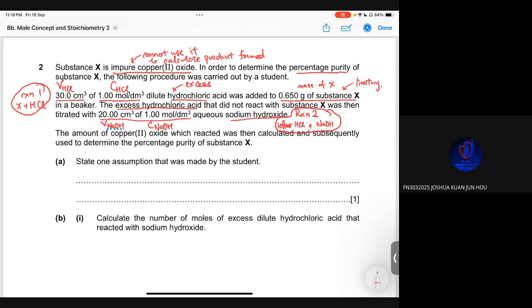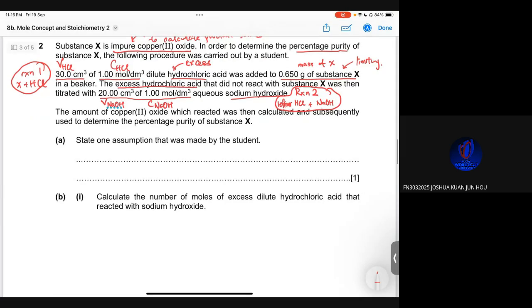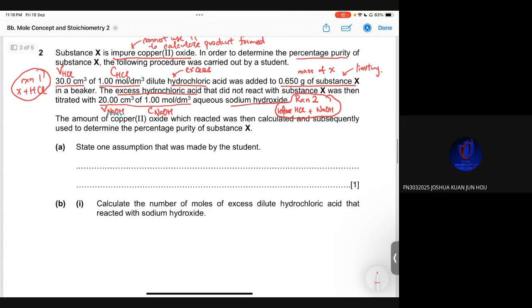Then they say after I do all this, the amount of copper(II) oxide which reacted was then calculated and subsequently used to determine percentage purity of substance X. Okay, fine. Now, let's look at this question. It says, state one assumption that was made by the student. The assumption will definitely have to do with the impurity.